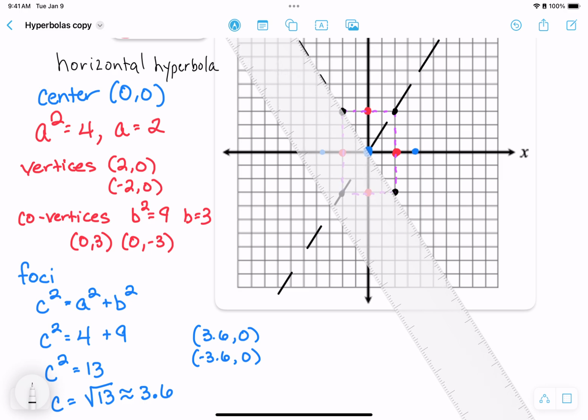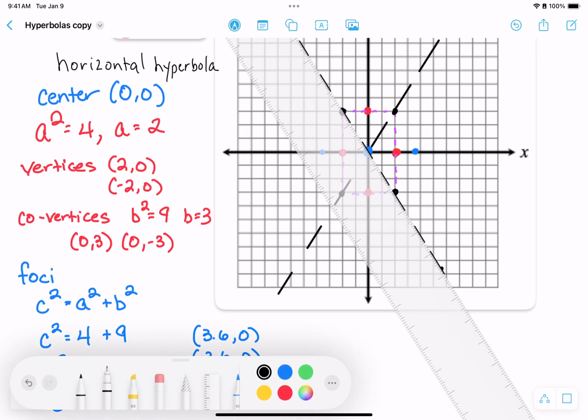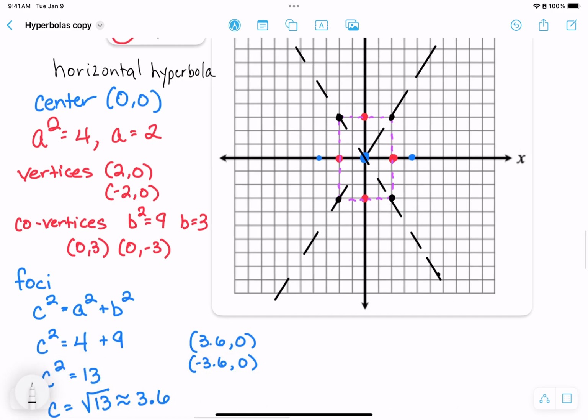If I was asked to find the equation of the asymptotes, I have to do a little bit of algebra. We'll do that in just a second. But if all I needed to do was graph it, which a lot of times is all you're asked to do, all you have to do is make sure the asymptotes go through the corners of that box that we drew. And this is good enough to do kind of a sketch of what it should look like.